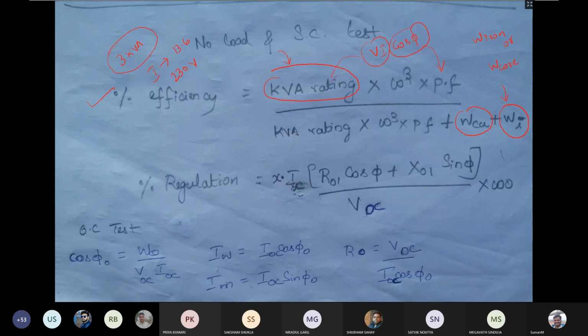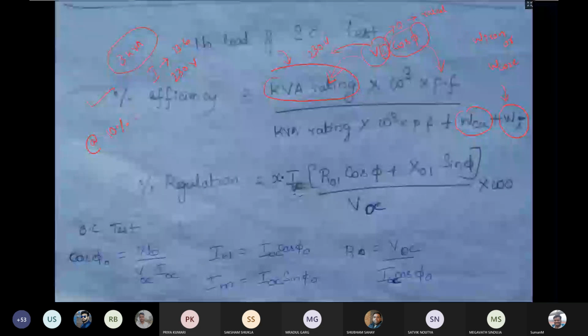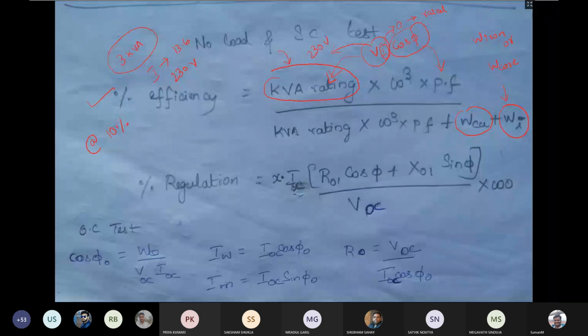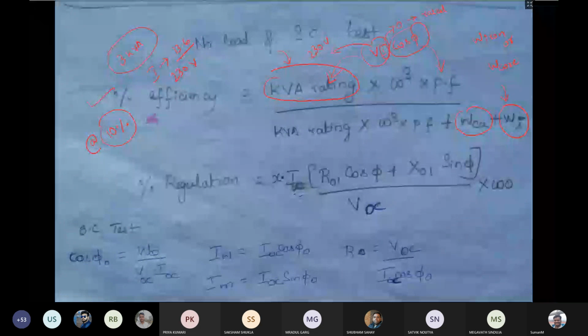Now what we are going to do is fix this voltage value as 230 and change this current value from 0 to rated. Suppose I want to find the efficiency of the transformer at 10 percent of the overall loading. So 10 percent means, overall current is 13.6, and 10 percent of this current is 1.36.